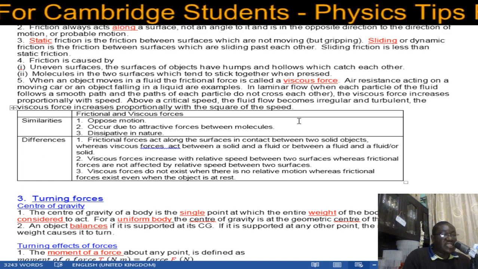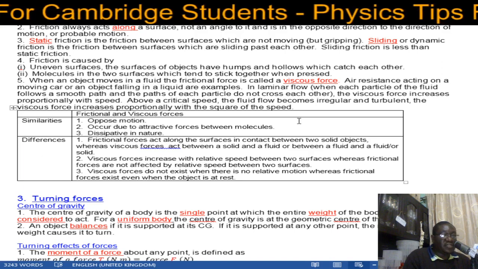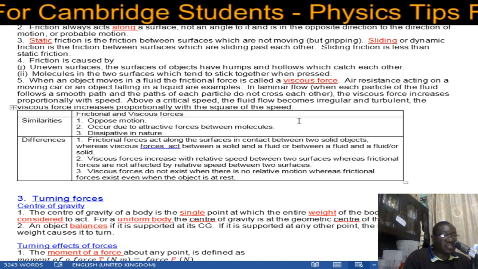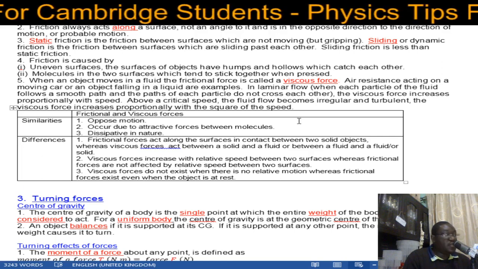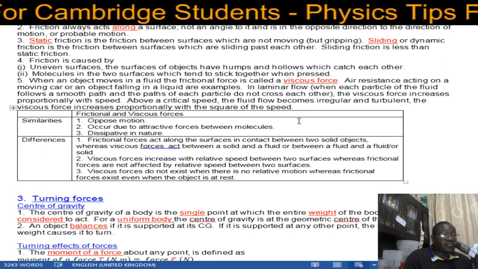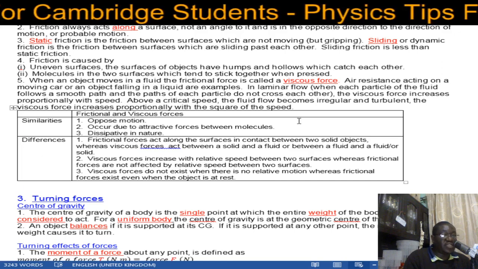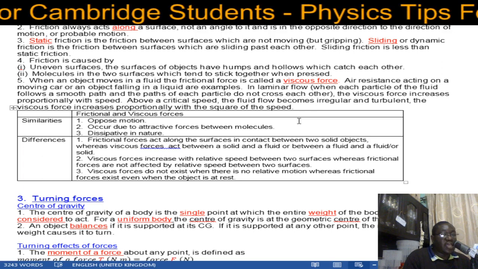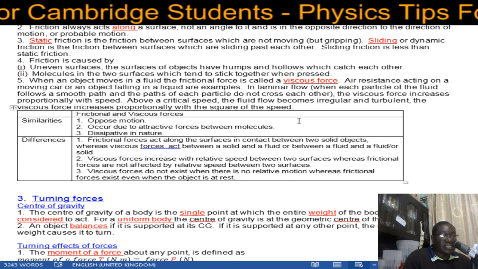Viscous forces increase with relative speed between two surfaces, whereas frictional forces are not affected by relative speed between the two surfaces. Then the third difference: viscous forces do not exist when there is no relative motion, whereas frictional force exists even when the object is at rest.